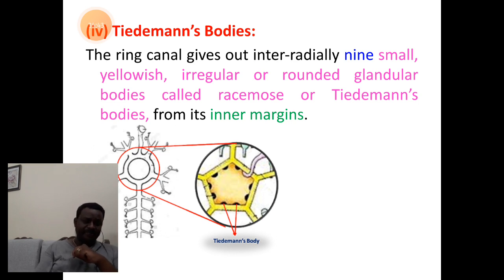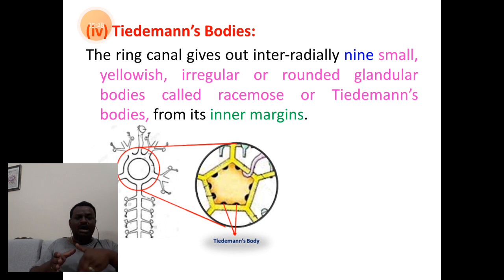So 9 units of Tiedeman bodies are attaching to the inner margins of the ring canal. The importance of these Tiedeman bodies: it is a glandular unit, round or irregular in shape, made up of an outer cover of peritoneum. Next to peritoneum, towards the inner side, we have the stromal connective tissue. Outside you have a layer of protection called peritoneum, inside you have the connective tissue part, which we call stroma or stromal connective tissue.